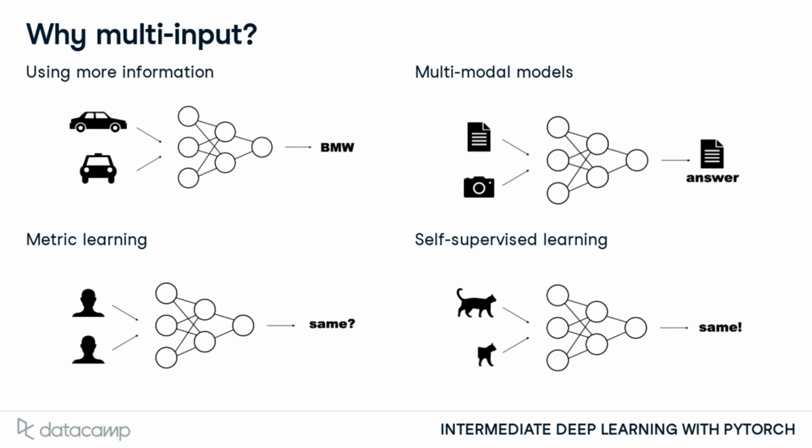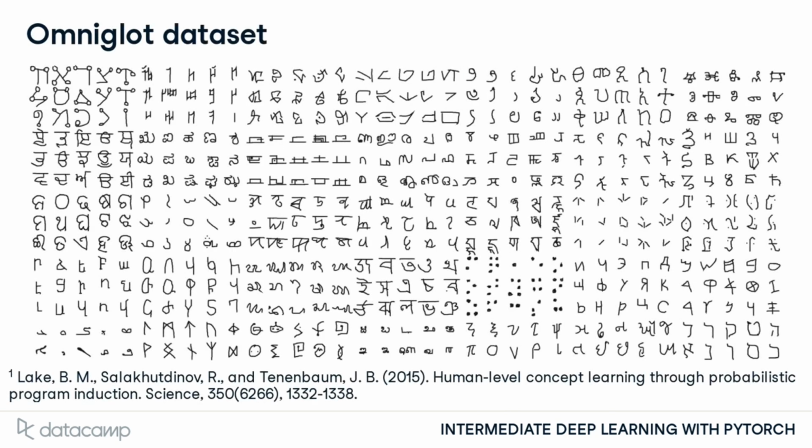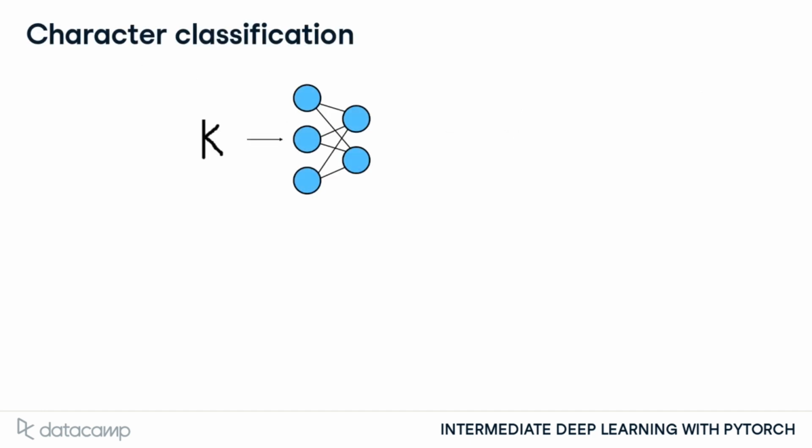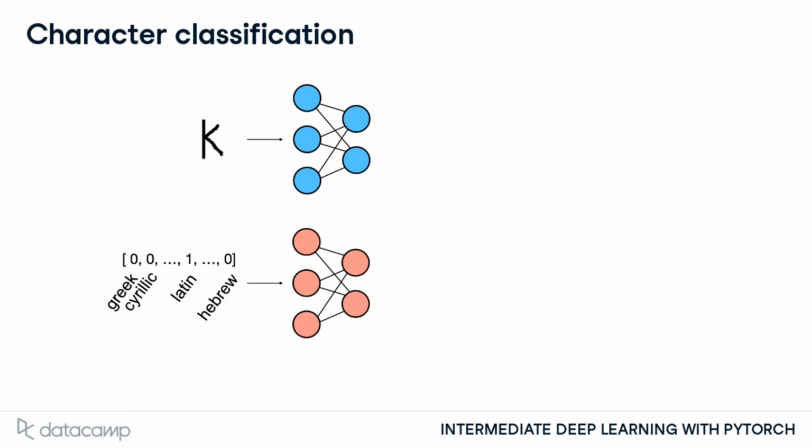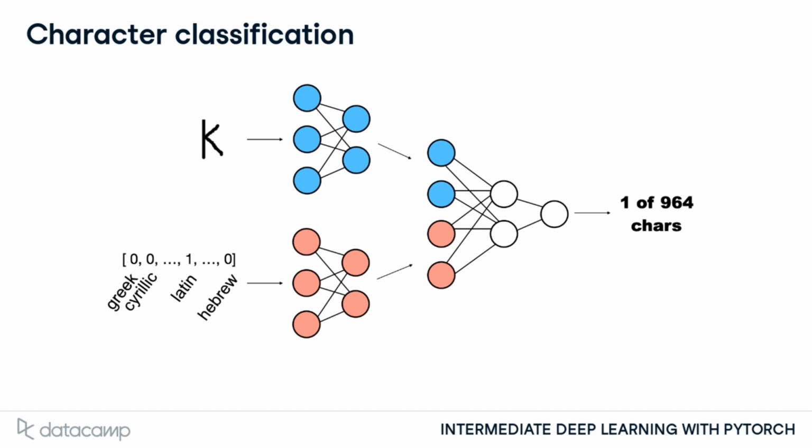Multi-input models are everywhere. Throughout the chapter, we will be using the Omniglot dataset, a collection of images of 964 different handwritten characters from 30 different alphabets. Let's use the Omniglot dataset to build a two-input model to classify handwritten characters. The first input will be the image of the character, such as this Latin letter K. The second input will be the alphabet that it comes from, expressed as a one-hot vector. Both inputs will be processed separately, then we concatenate the representations. Finally, a classification layer predicts one of the 964 classes.